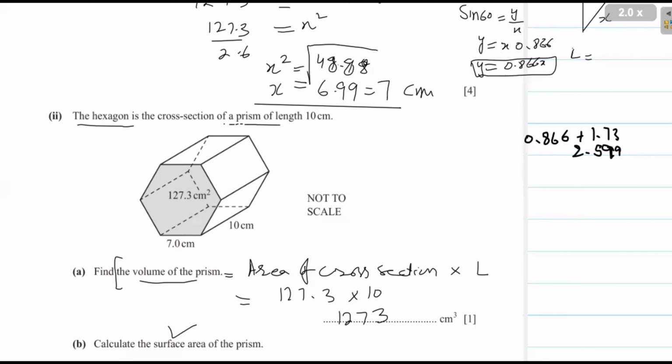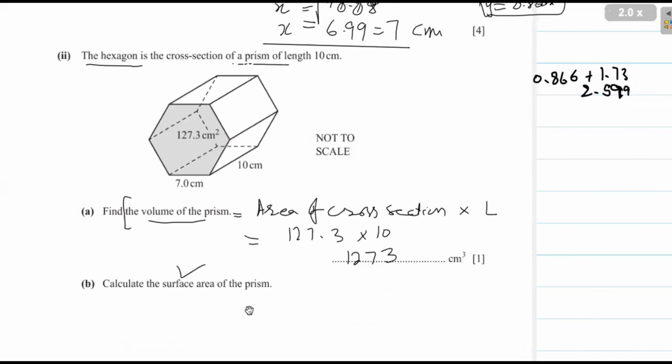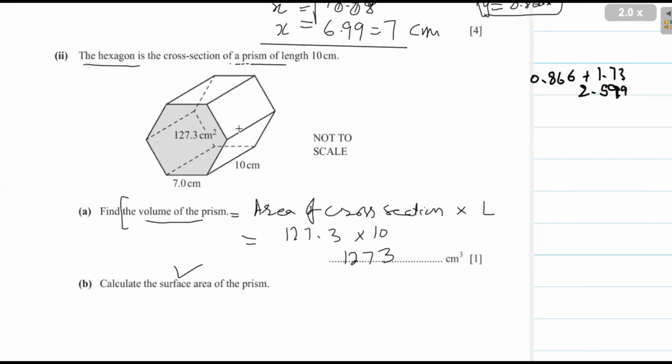Now, the surface area of the prism. The surface area of prism is equal to 2 times the area of cross section plus the area of the number of slant faces.